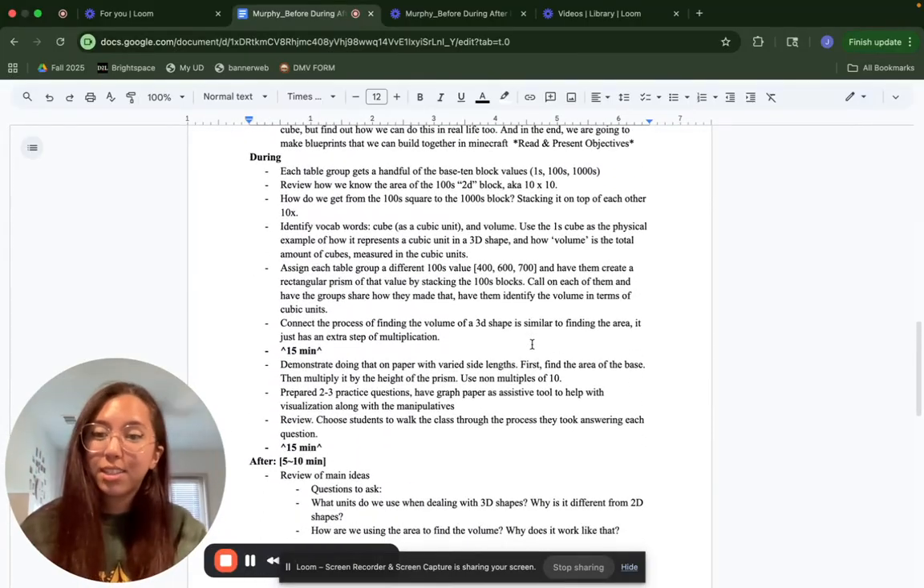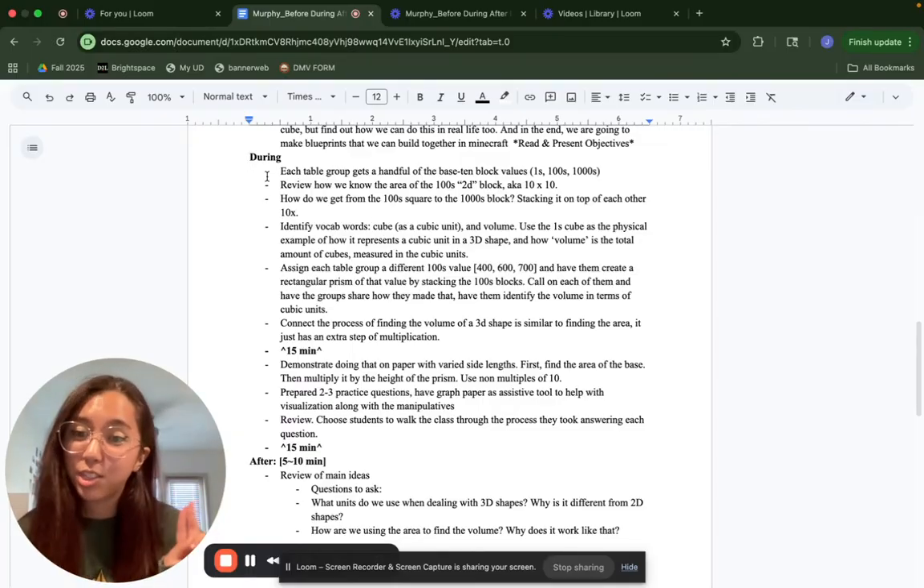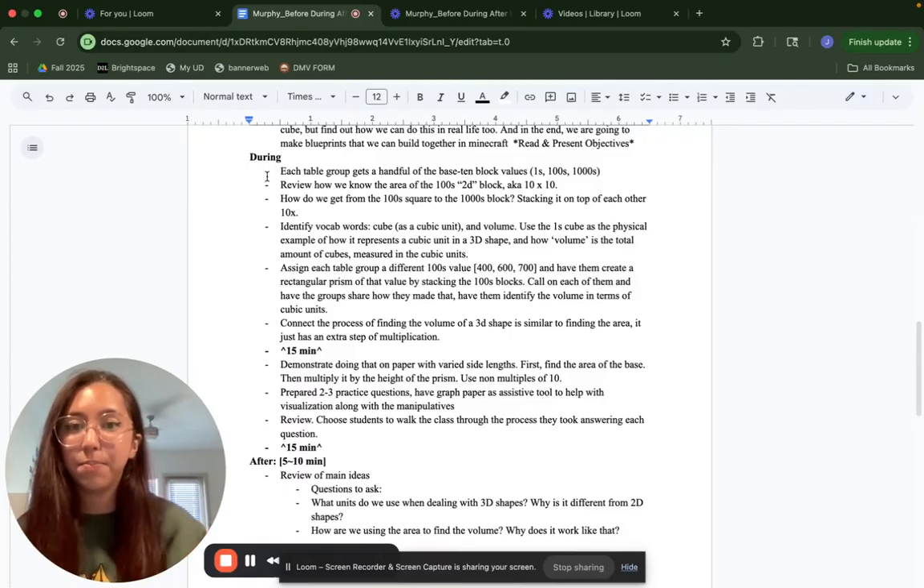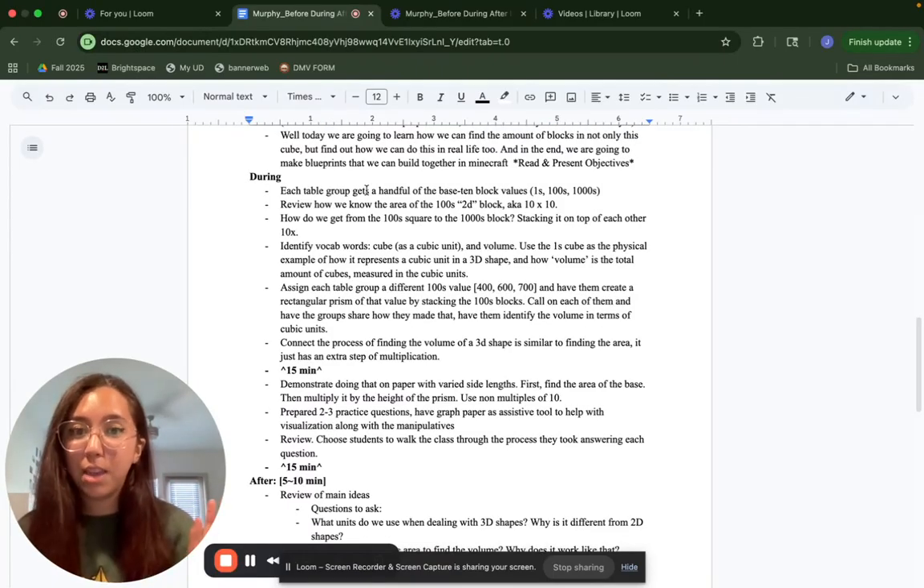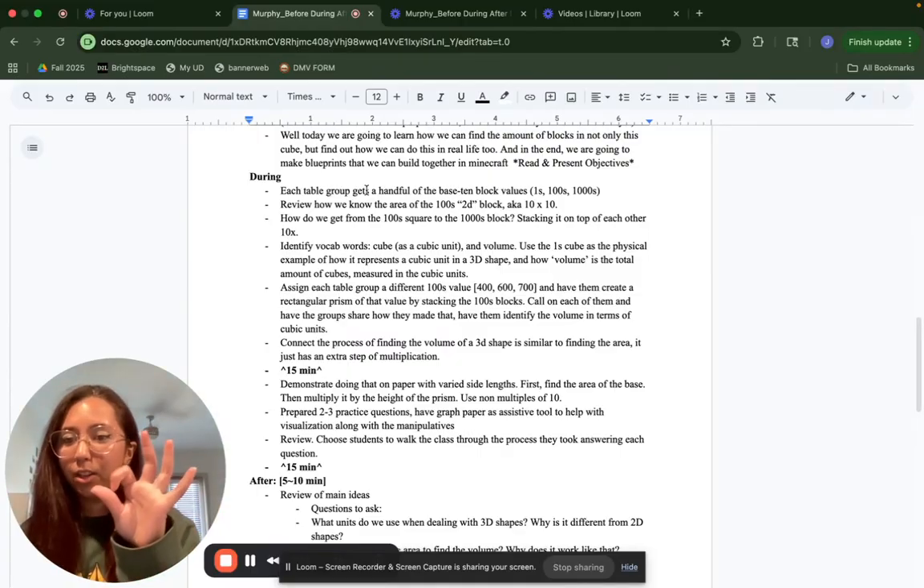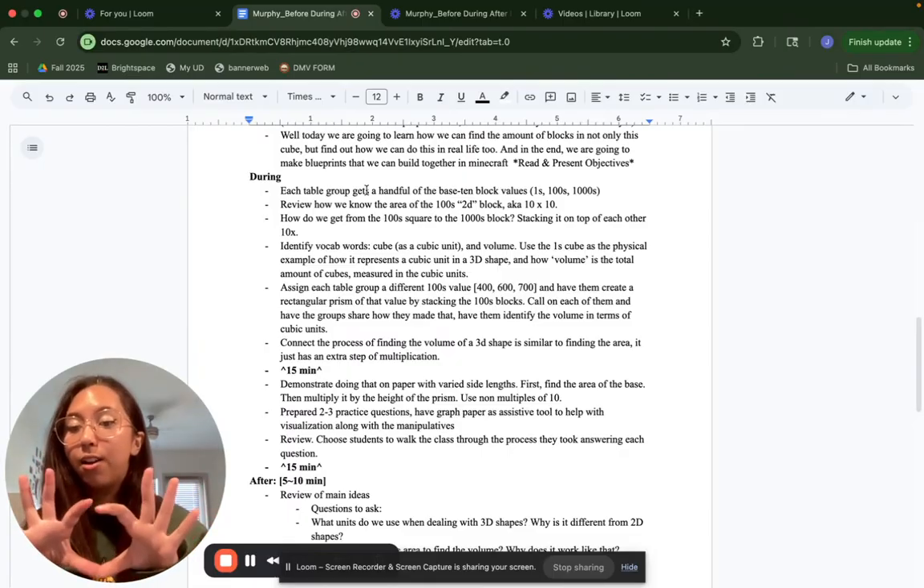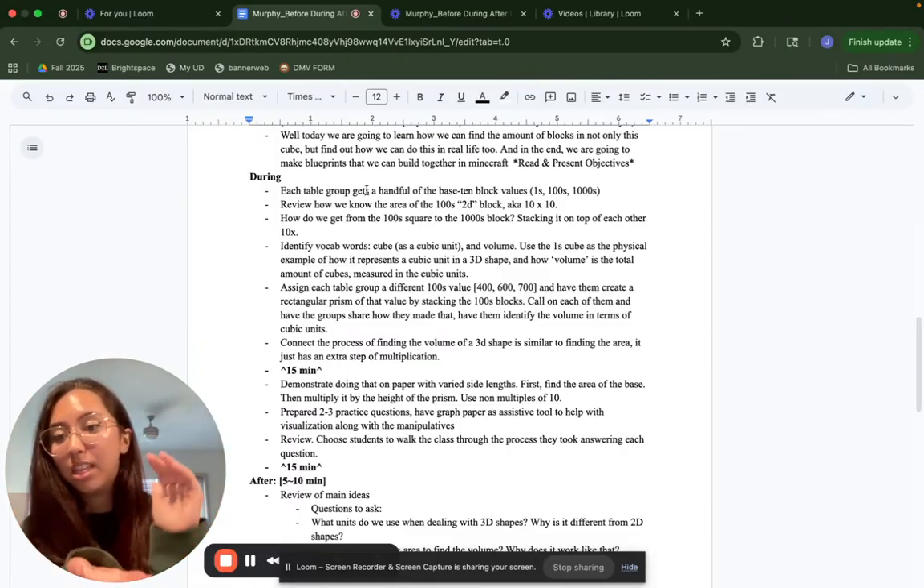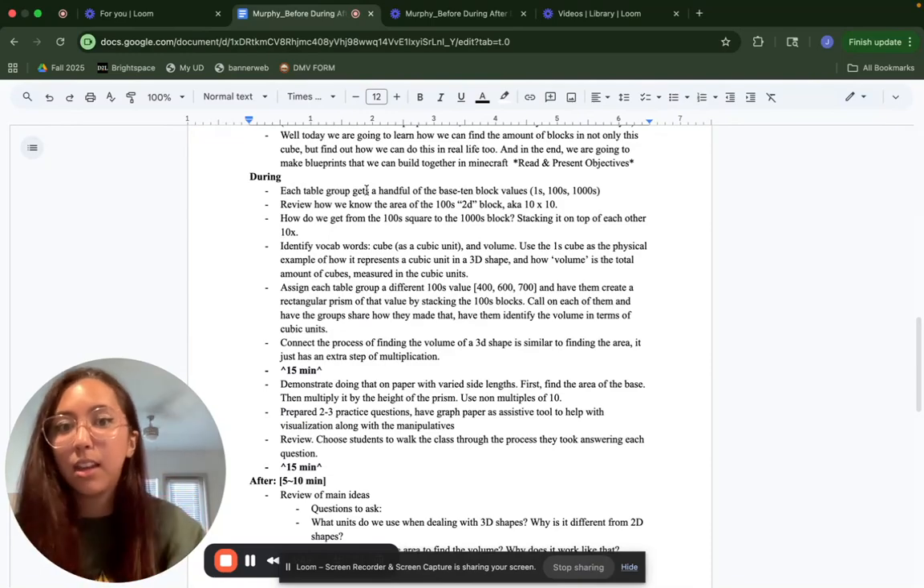So for the during section of the lesson, this is going to start with me making that connection between area and volume. So I'm going to give each table group a handful of base 10 blocks. They'll only have a couple of the little ones cubes, a couple of the tens. It'll mostly consist of the hundred squares and the thousands block.